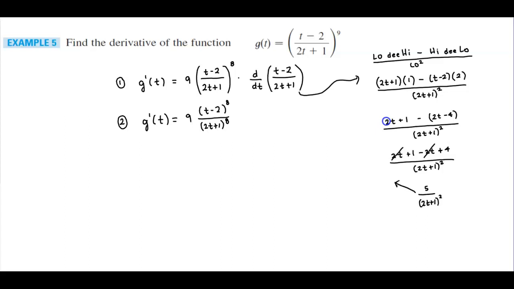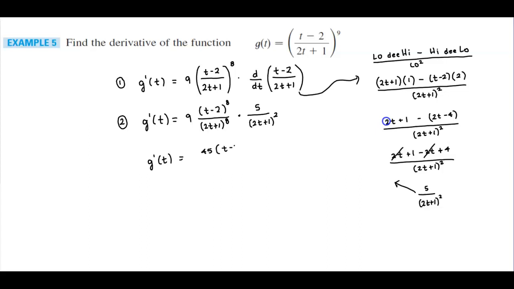So now we're going to place that in for the derivative. So it's going to be times 5 all over (2t plus 1) squared. And so now all we need to do is combine and multiply. Well, we know that 9 times 5, since that's 9 over 1, is 45.